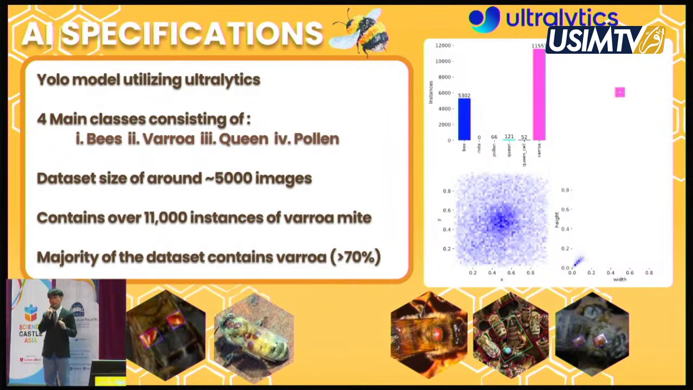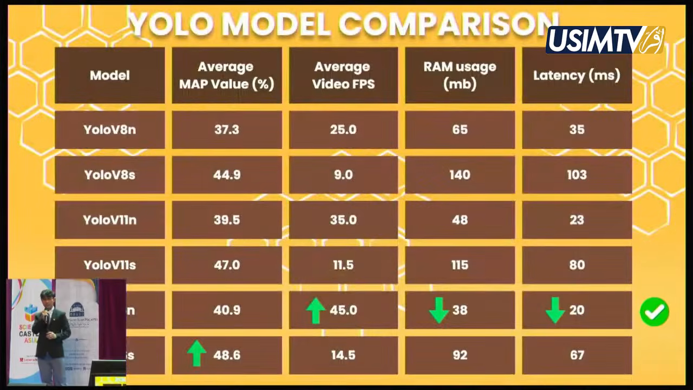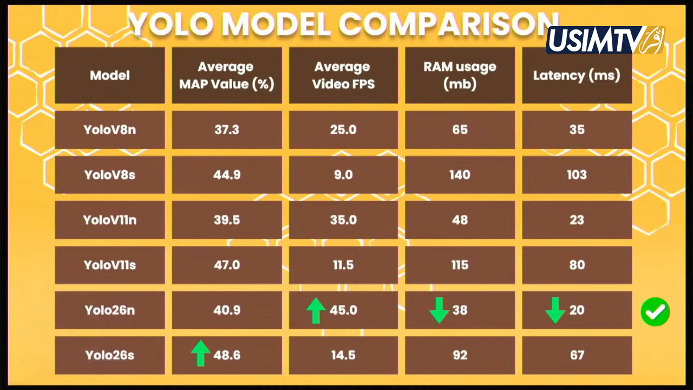To find the best YOLO model for our prototype, we benchmarked a few YOLO models and put them to the test. Although heavier models have higher accuracy rates, they were far too slow for our prototype. We chose the YOLO 26N model for its high accuracy and also high FPS.